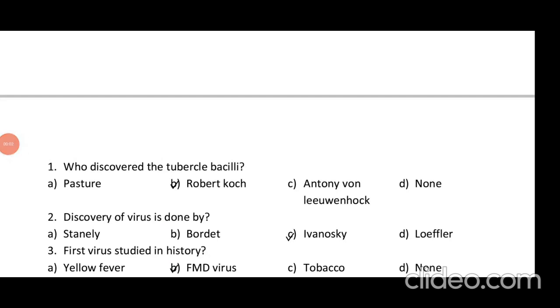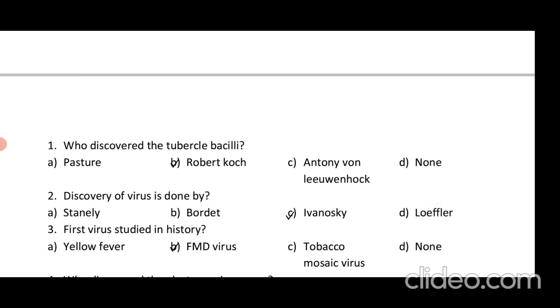Who discovered the tubercle bacilli? Robert Koch discovered the tubercle bacilli. Discovery of virus is done by Ivanovsky. First animal virus studied in history is FMD virus, a picornavirus, the smallest virus.